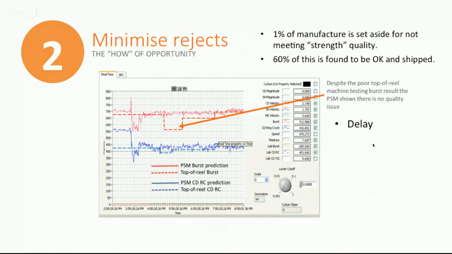So to minimize rejects and to save money, we're minimizing delay, we're minimizing rework, we're minimizing additional testing, and we're minimizing waste.